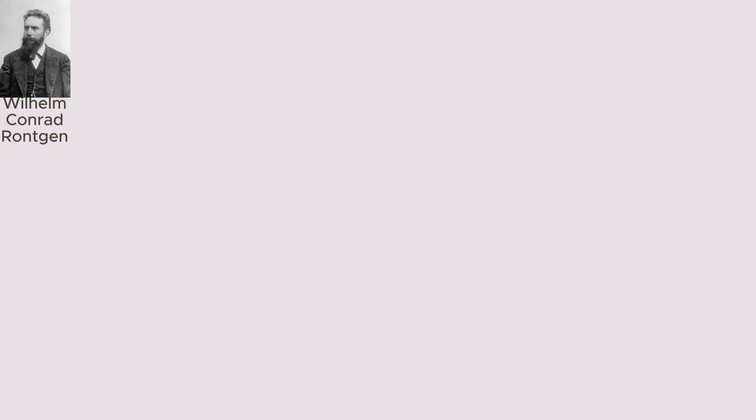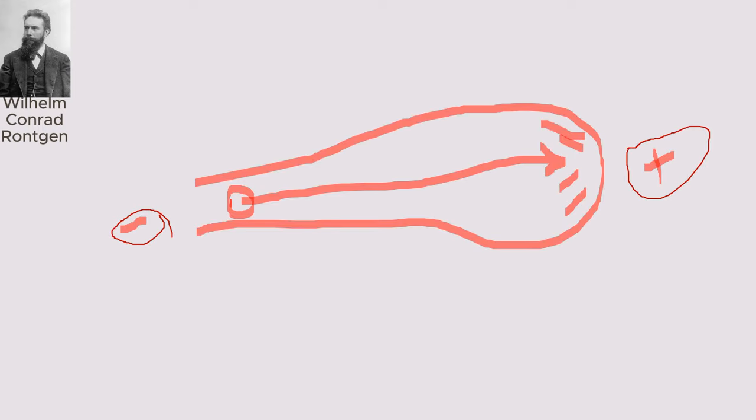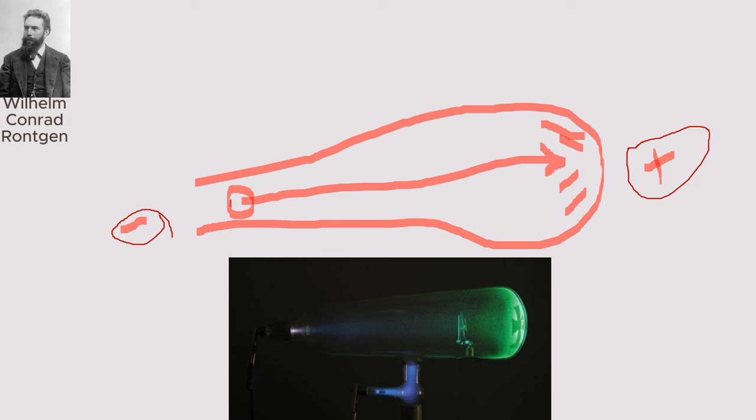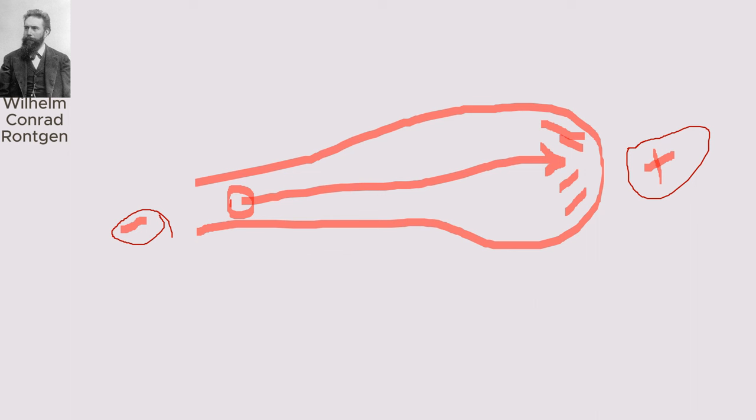Now, when the electrons flow from one end to the other at a very high velocity, I'm just going to draw that out here. So essentially, this is what a cathode ray tube would look like. I'm sorry for the way I drew it, I'm not a very good artist. So this is essentially what it would look like.